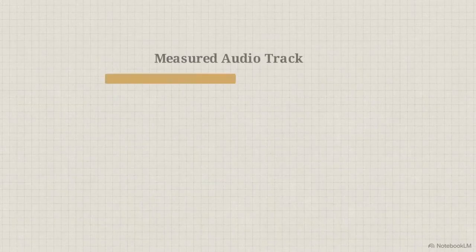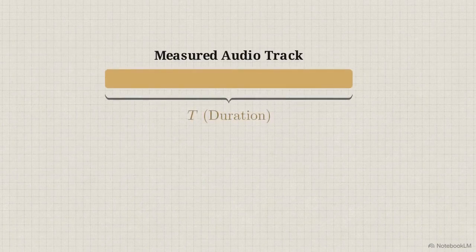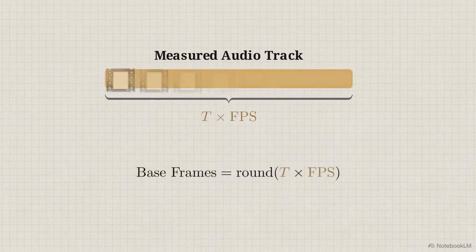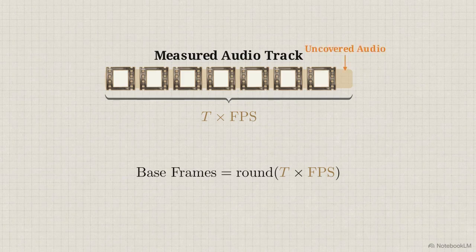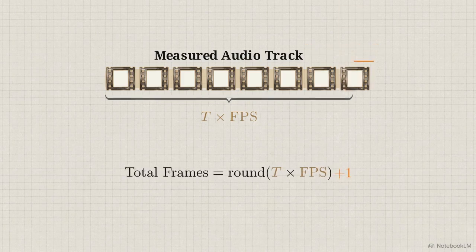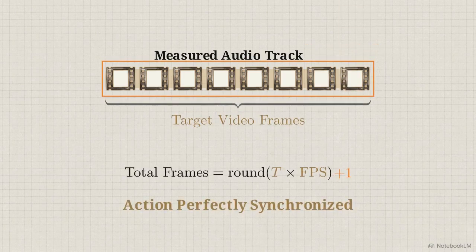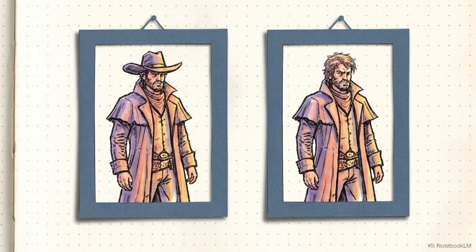We can see that measurement happening in this diagram. That precise duration is then multiplied by the frames per second, and one additional frame is added. This simple mathematical formula scales the target video frame counts so the resulting camera movement fits the audio perfectly. But perfectly paced video introduces a new problem: visual continuity.